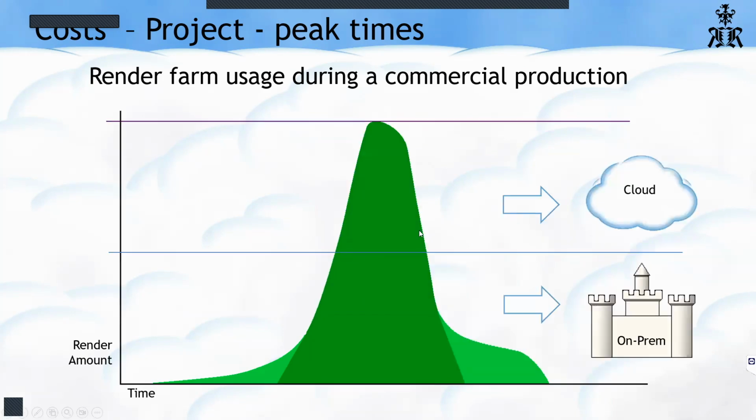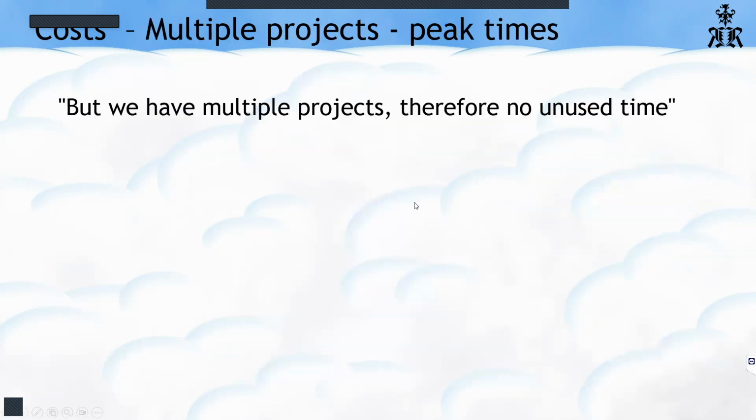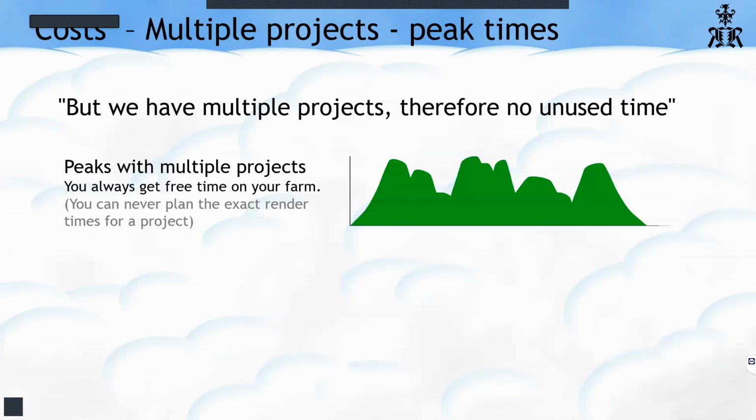So this is where the cloud comes in. The cloud should not be used for the whole project. The cloud should only be used for peaks. Typical questions: we have multiple projects, so there's no unused time on the farm. You always have peaks on the farm.